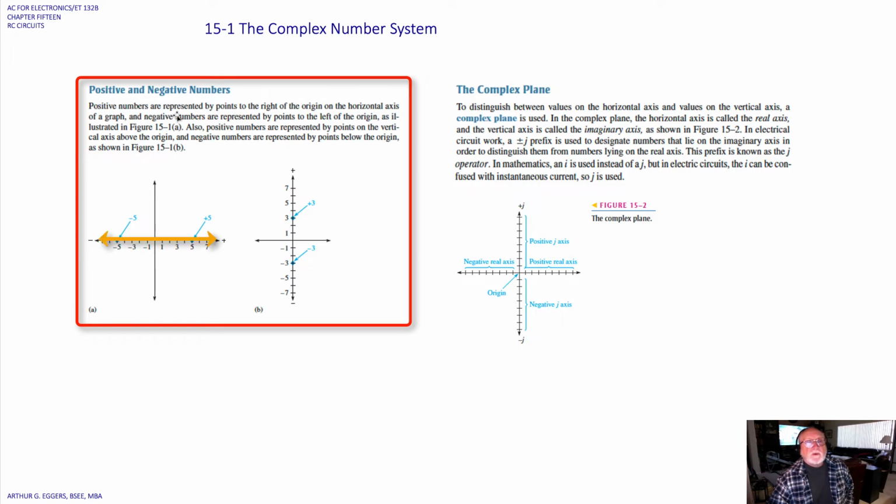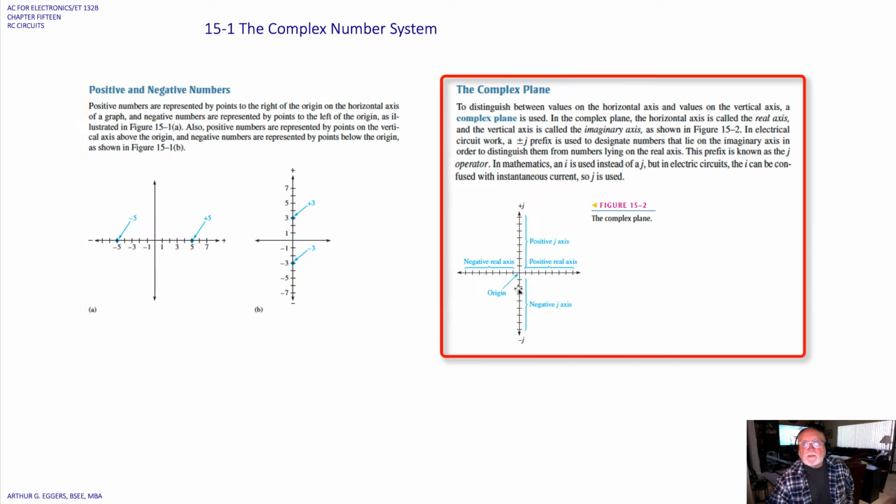So positive numbers are represented by points to the right of the origin on the horizontal axis of the graph. Negative numbers are represented by points to the left of the origin. Positive numbers are represented by points vertically above the origin. Negative numbers are represented by points below the origin. So we're going to translate this rectangular Cartesian system over to something called the complex plane. In the complex plane, we have a real axis, which is your x-axis, and an imaginary axis, which is your plus and minus j-axis.